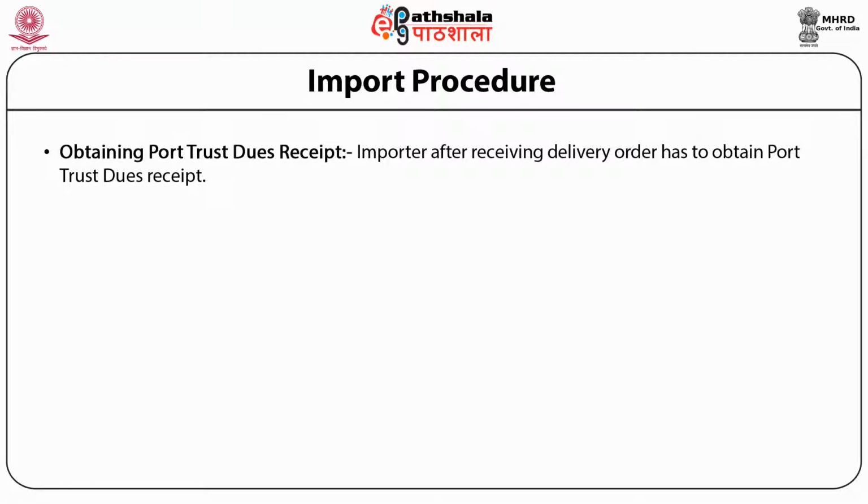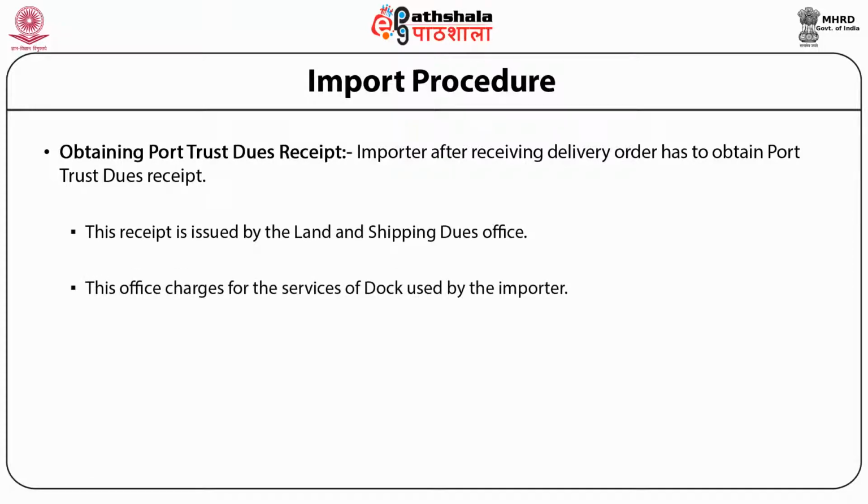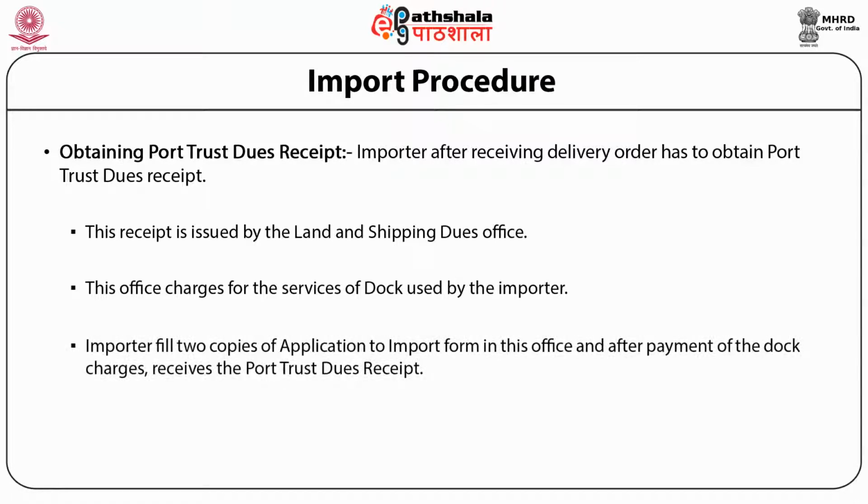Second is obtaining port trust dues receipt. The importer, after receiving the delivery order, has to obtain the port trust dues receipt. This receipt is issued by the Land and Shipping Dues Office. This office charges for the services of the dock used by the importer. The importer fills 2 copies of the application to import form in this office and after payment of the dock charges, receives the port trust dues receipt.